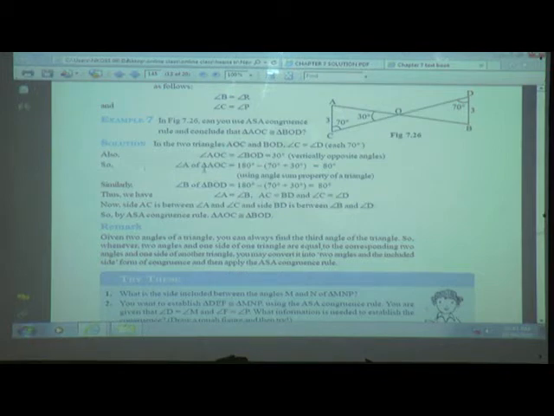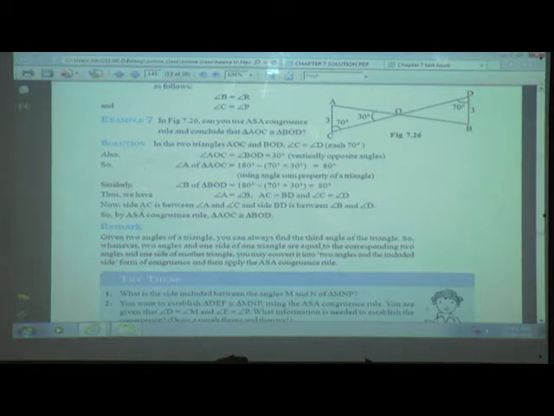So here we can say that for the two angles, angle B of triangle BOD is equal to 180 degree minus 70 plus 30 degree, that is 80 degree. So angle A is equal to angle B. So AC is equal to BD and angle C is equal to angle D. Here in the figure we can see angle C is equal to angle D.